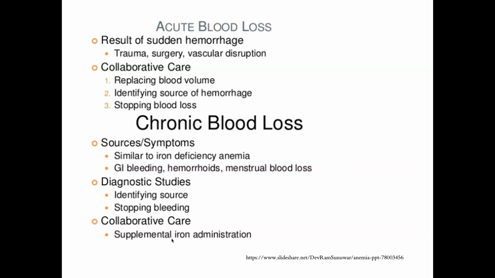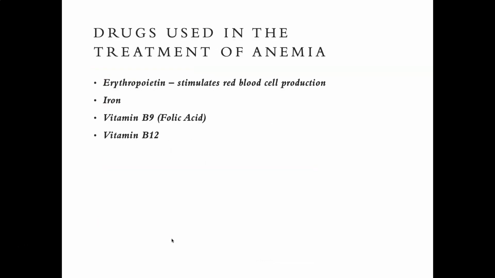Diagnostic studies are used to identify the source and stop the bleeding, and a lot of times they will give supplemental iron to help with it. So that kind of leads us into what are the drugs, or vitamins in this case, that are used in the treatment of anemia. There's 4. Erythropoietin, which stimulates red blood cell production, iron, vitamin B9, which is folic acid or folate, vitamin B12. Those 4 treat anemia. Make sure you know them.